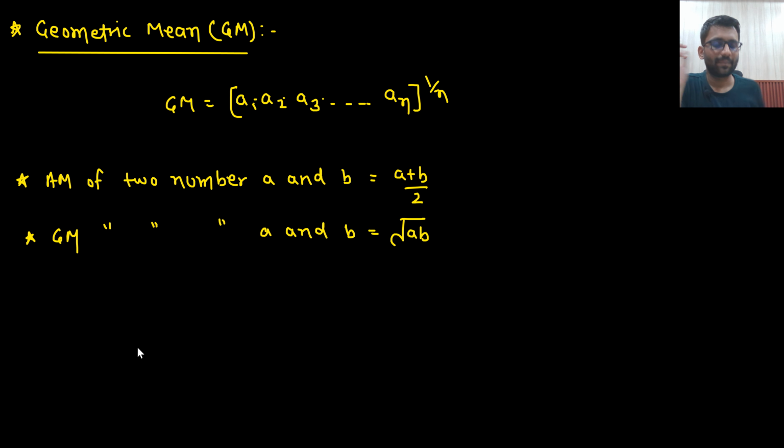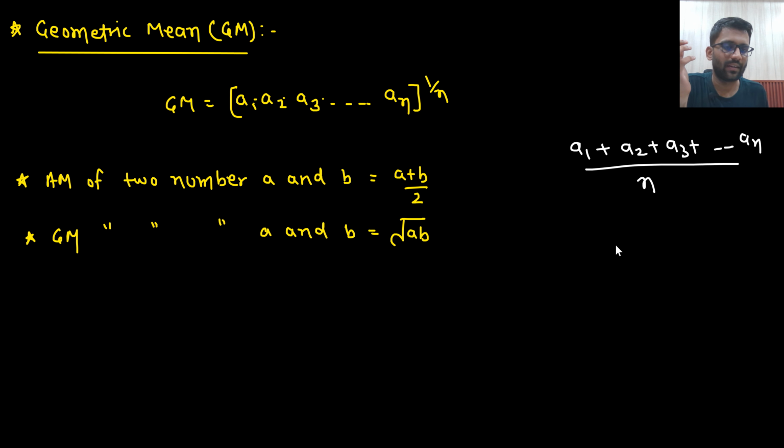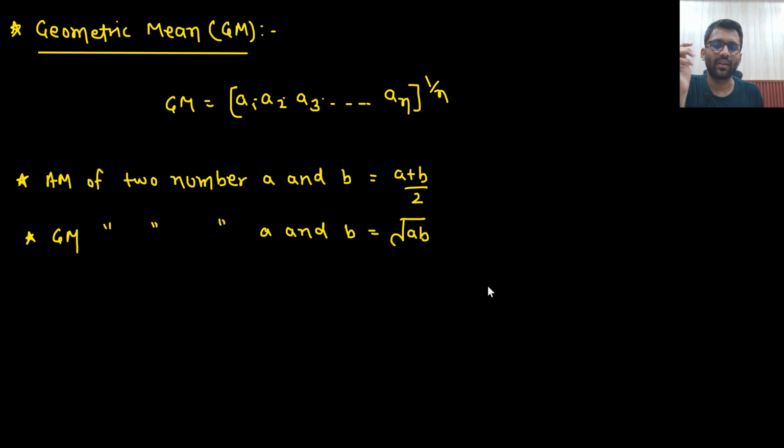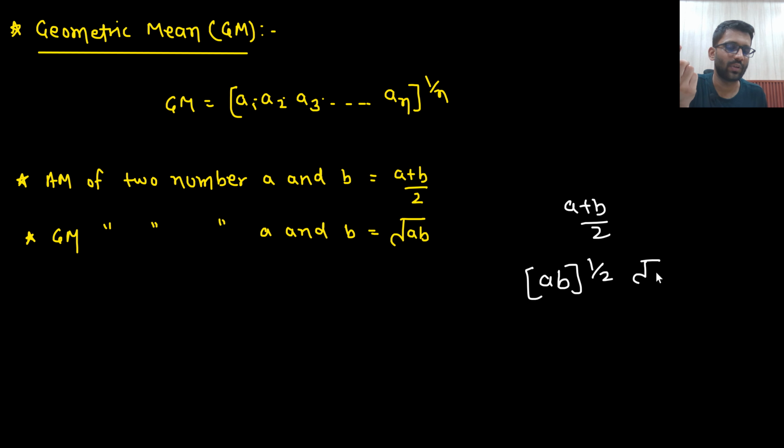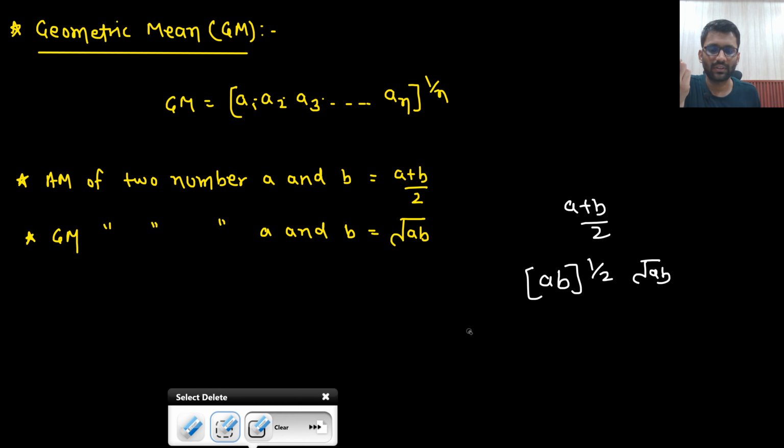What do you mean by geometric mean? In arithmetic mean, what did we do? We added all these and divided by n. Here what we will do, we will multiply all these and take the power 1 by n. And for two terms, what will be your arithmetic mean? A plus b by 2. And for two terms, what will be your geometric mean? Just multiply both of them and take the power 1 by n. N is 2, so root ab. So this is the geometric mean.